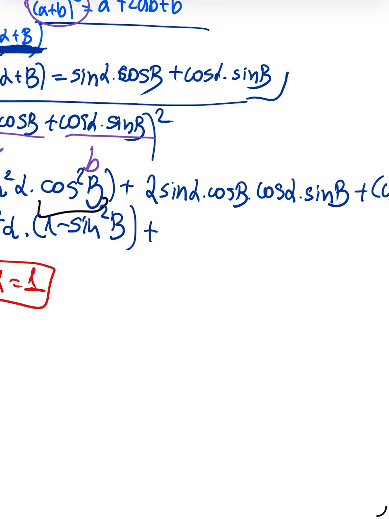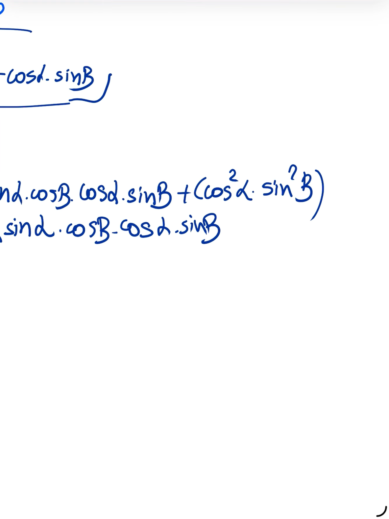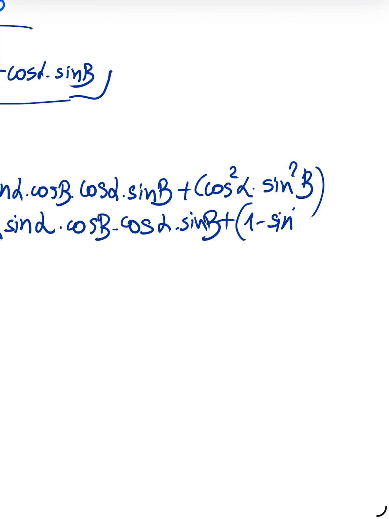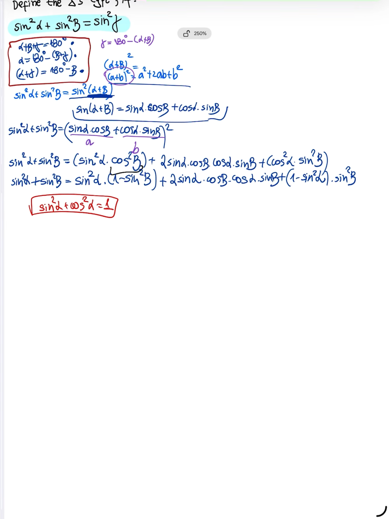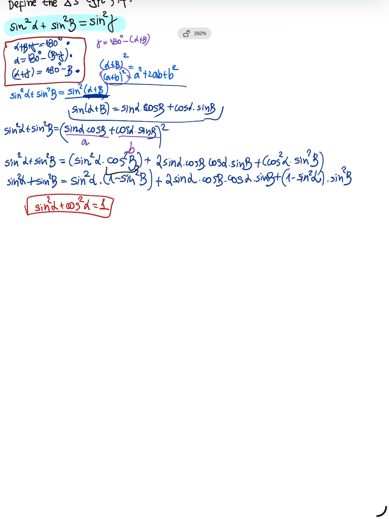Here 2 times sinus alpha times cosine beta. Here we can't present them because they do not have a degree. Plus, here cosine square alpha is going to be equal to 1 minus sinus square alpha, times sinus square beta. And this is the way we present it.